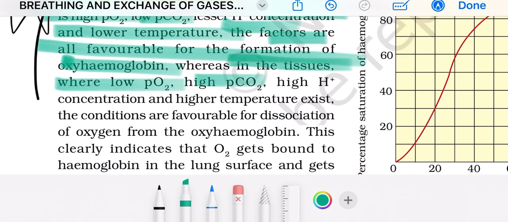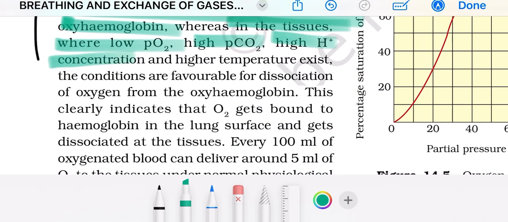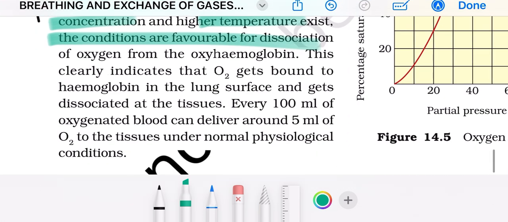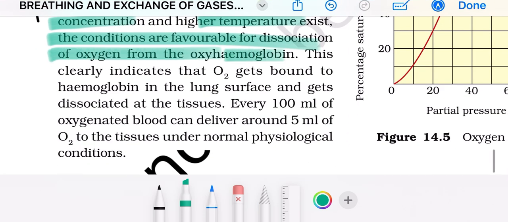whereas in the tissue where low PO2, high PCO2, high H+ concentration, high temperature exist, the conditions are favorable for dissociation of oxygen from the oxyhemoglobin. This clearly indicates that oxygen gets bound to hemoglobin in the lung surface and gets dissociated at the tissues. Every 100 ml of oxygenated blood can deliver around 5 ml of oxygen to the tissues under normal physiological conditions.